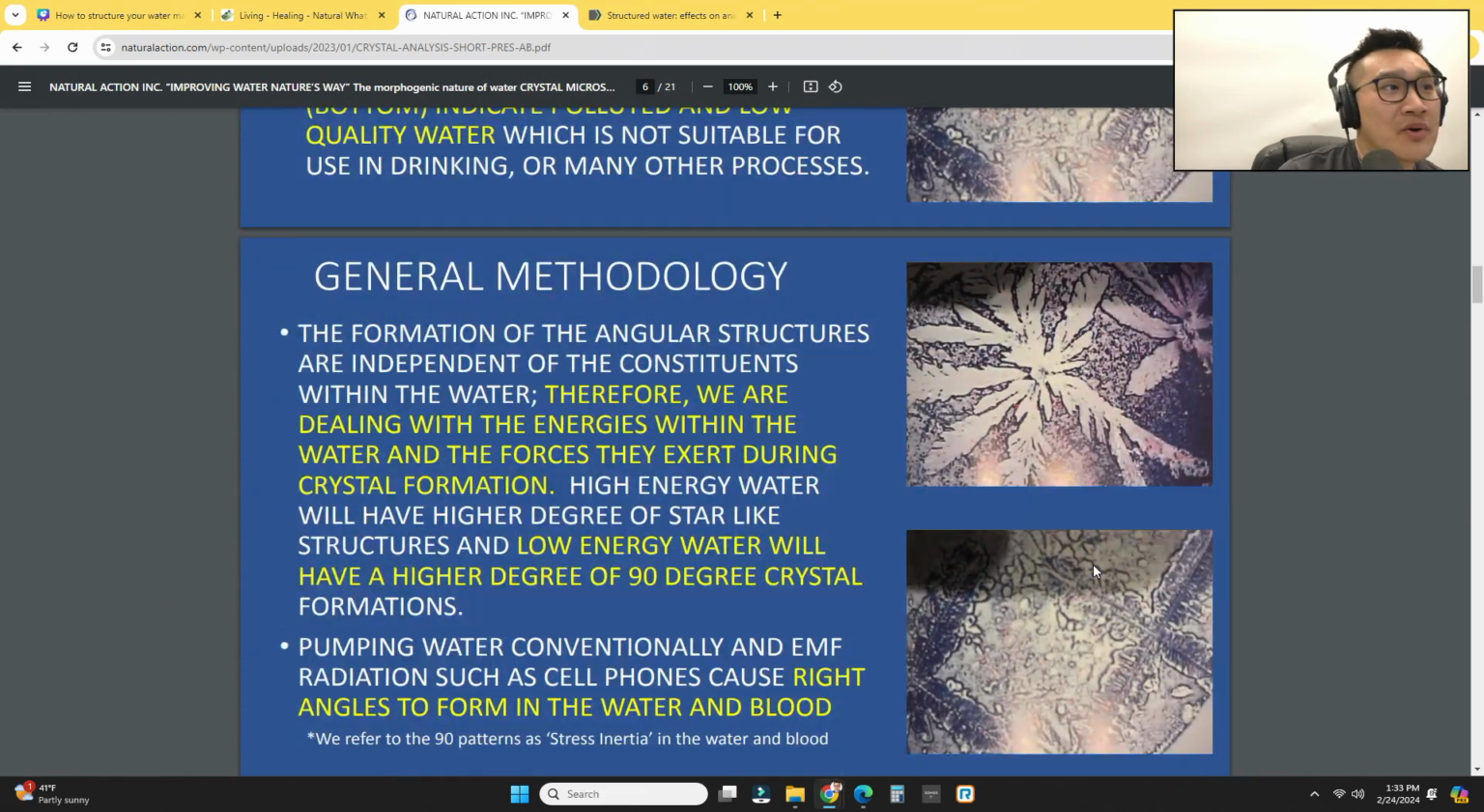And once again, if you look over here, the formation of the angular regions constitutes that these types of waters are good for you, right? And it has more energy in the water. And over here, when the water gets polluted with a lot of stress, as they say, from EMFs, like cell phone damage or radiation, the water would turn this way.